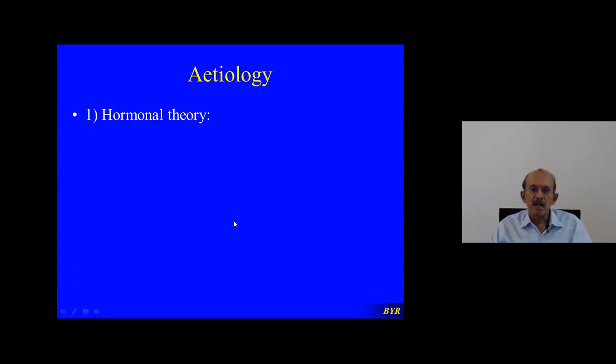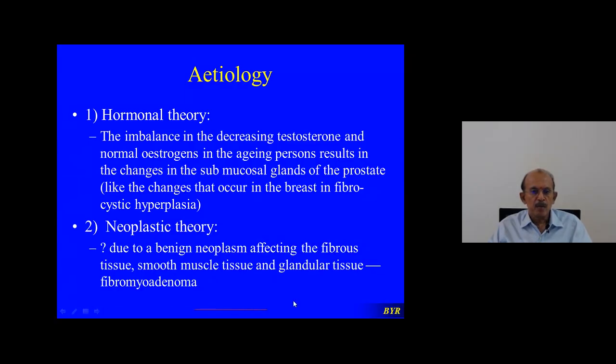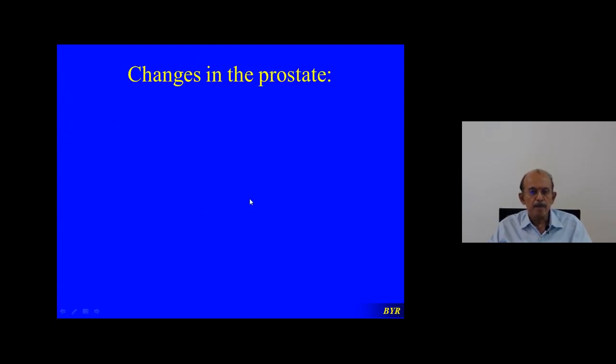Why does this hypertrophy occur in elderly people? Hormonal theory. The imbalance of decreasing testosterone and normal estrogen in aging persons results in changes in the submucosal glands of the prostate, like the changes that occur in the breast in fibrocystic hyperplasia. There is one more theory called neoplastic theory. Probably it is a benign neoplasm. Of course, it is not accepted by many pathologists.